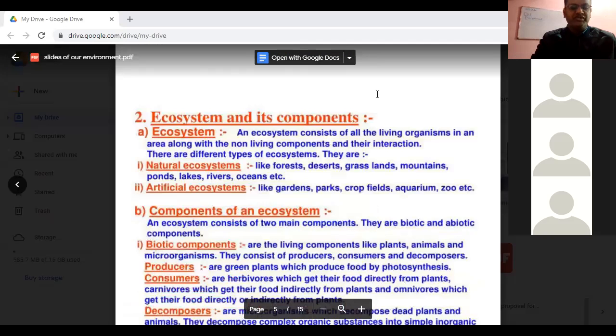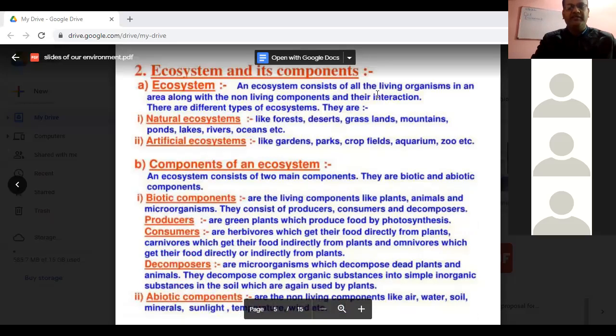Now, the most important part of an environment. Remember, students, from the environment unit, 5 marks is allotted for your final examination. So mainly this chapter is awareness based, where your knowledge regarding your surroundings and its effect is to be taken into consideration. So now we will be coming to the very important aspect of the environment, that is the ecosystem.